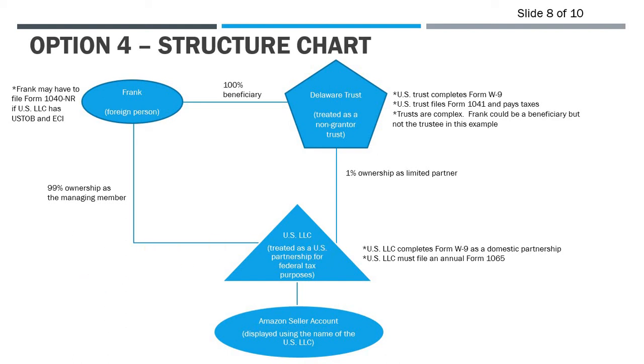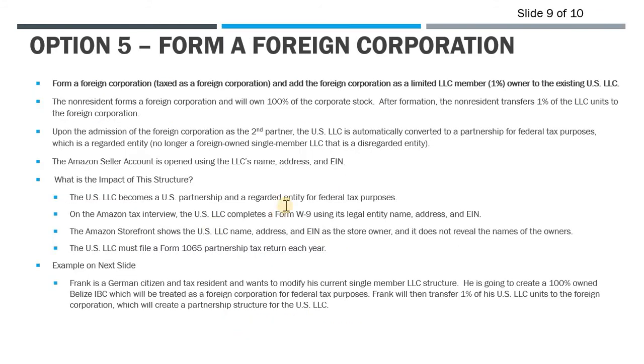Okay, so let's move on to last but not least, our option 5. Option 5, again, very similar to the two structures we've already seen before, only in this case, we're creating a foreign corp. So we create a foreign corp that's going to be added as the second partner. The non-resident forms a foreign corporation and is going to own 100% of the stock. After formation, transfers 1% of the units to the foreign entity. Again, the Amazon seller account is going to be opened using the U.S. LLC's name, address, and EIN. It's a domestic partnership, so it files a 1065.